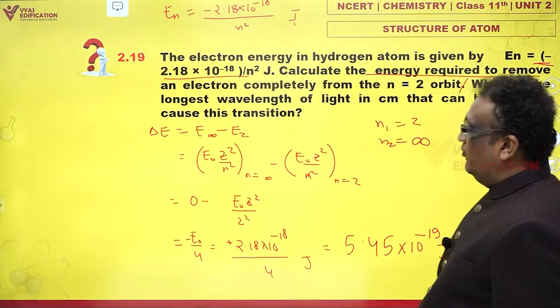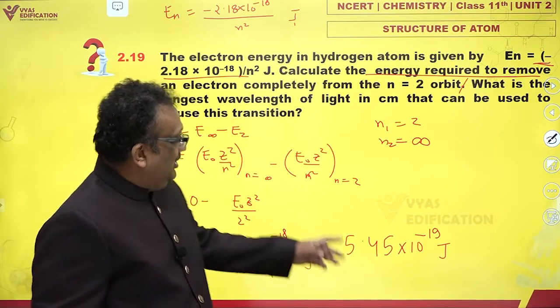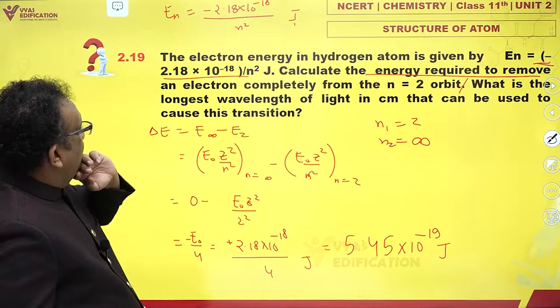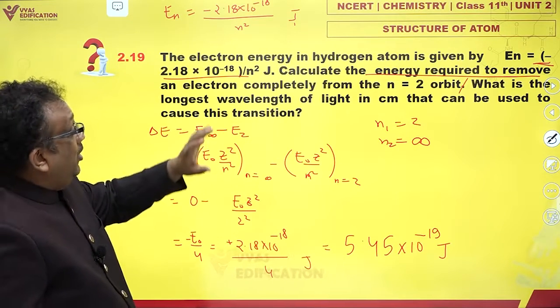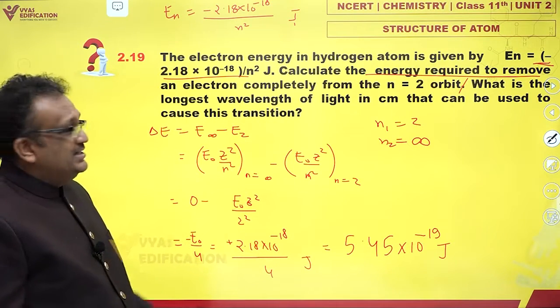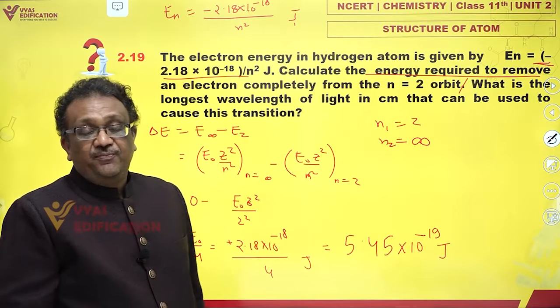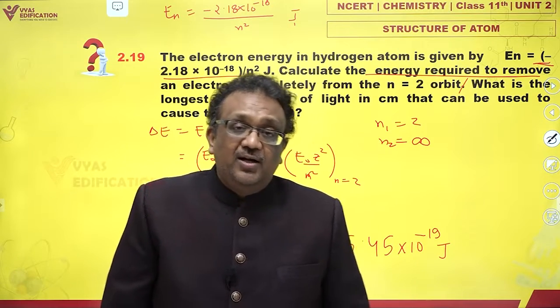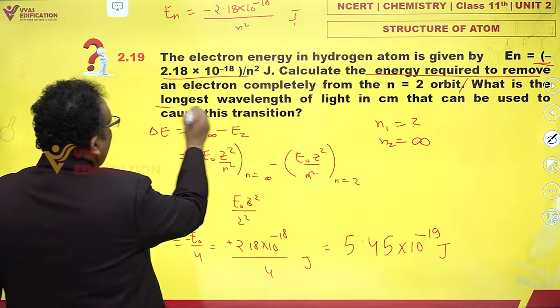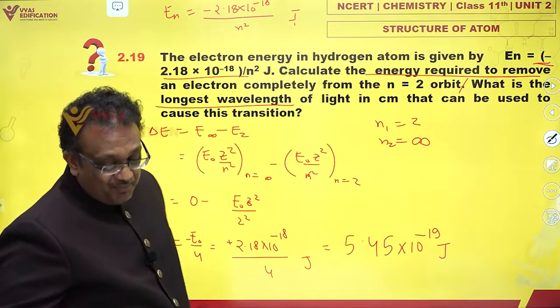Calculate the energy required to remove an electron completely from n is equal to 2. This is the energy. Then they are saying the second part, what is the longest wavelength of light in centimeter that can be used to cause this transition? Now suddenly students start getting doubt. What is the meaning of longest wavelength? What does all this mean? Can we mug up a formula?